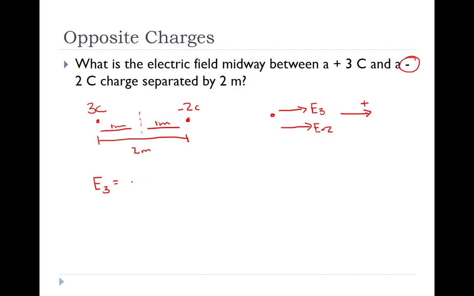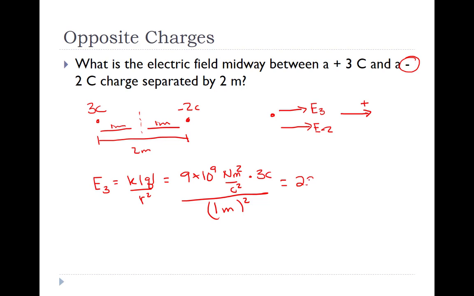I can calculate the field due to the 3 coulomb charge, kq over r squared. K is 9 times 10 to the 9th Newton meters squared per coulomb squared, times 3 coulomb. R in this case is 1 meter. I've got to square that too. And that calculates out to be 2.97 times 10 to the 10th newtons per coulomb.